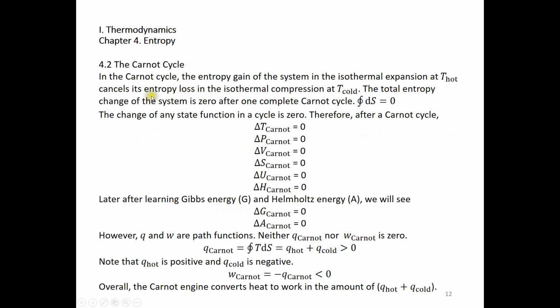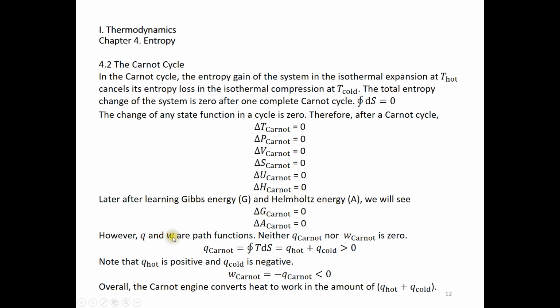So we're going to have a summary over here. In the Carnot cycle, the entropy gain of the system in the isothermal expansion at this temperature cancels its entropy loss in the isothermal compression. Well, because entropy is a state function, they have to cancel. The cyclic integral of entropy has to be 0. Alright, so we have this equation. And the change of any state function in a cycle should be 0. So we have delta T, delta P, delta V, delta S, delta U, delta H, they're all 0. Later, after we learn Gibbs energy and Helmholtz energy, delta G is 0, delta A is 0.